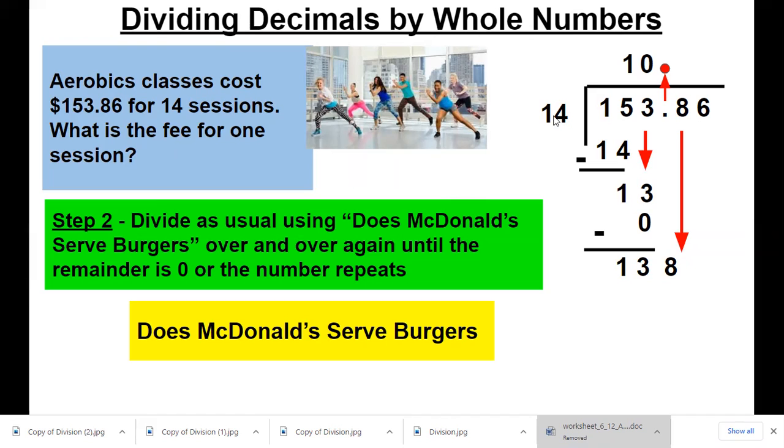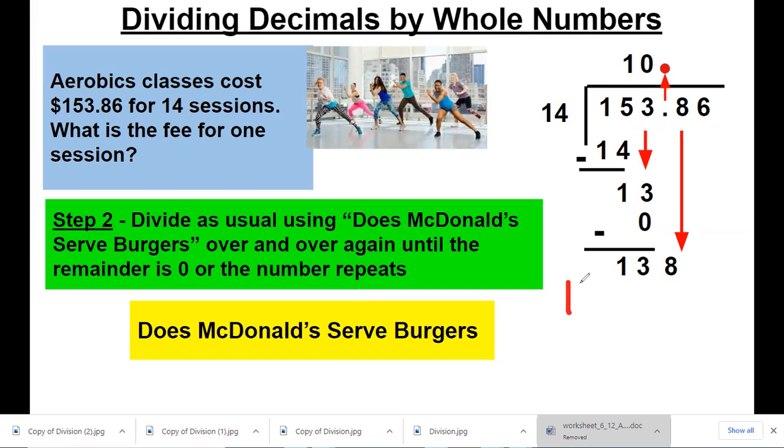Okay, how many 14s go into 138? Well, if I don't know that, which I don't off the top of my head, I can estimate. So I can say, well, 14 is about 15 and 2 15s is about 30 and 4 would be 60 and 6 would be 90. So I'm going to go pretty high. So let's try 14 times 8. So you got to try some things.